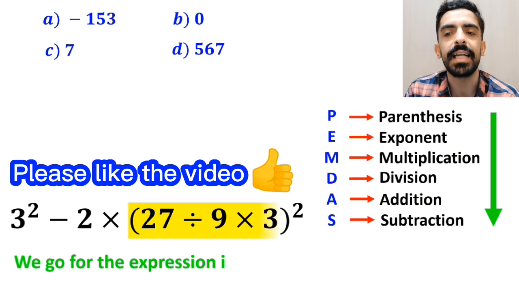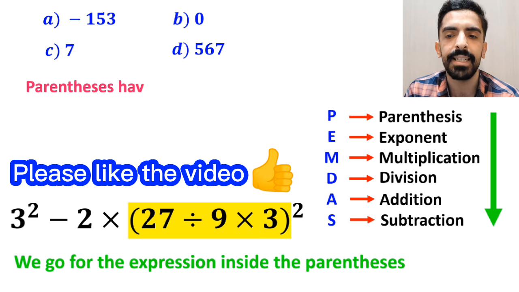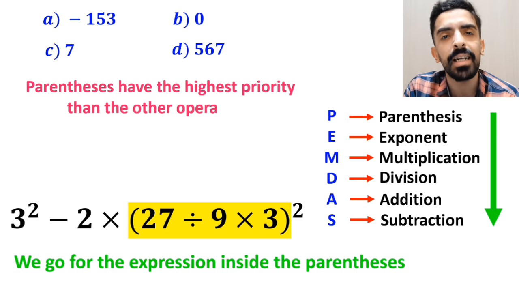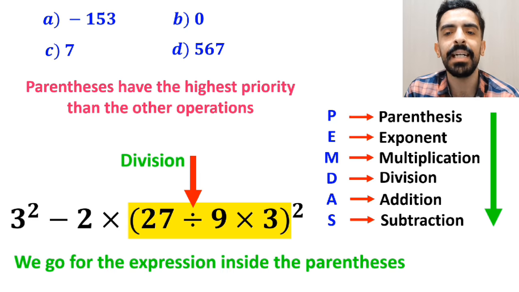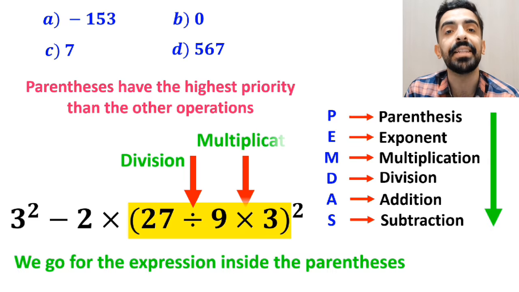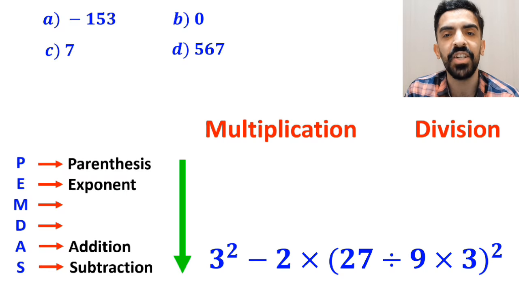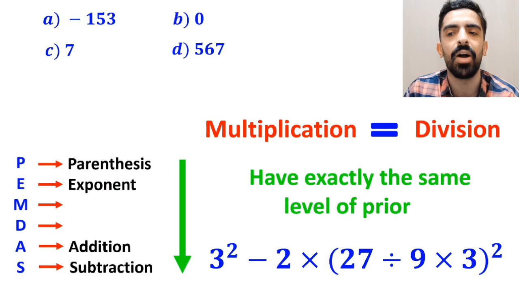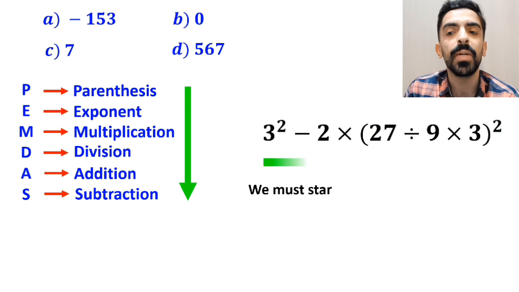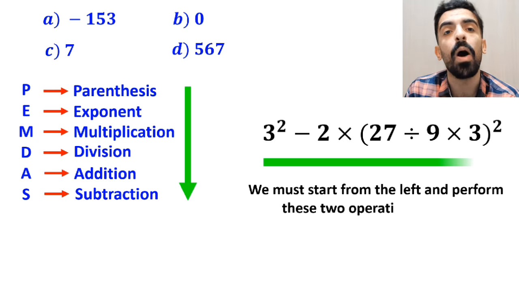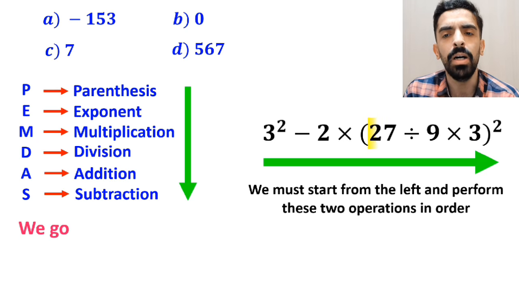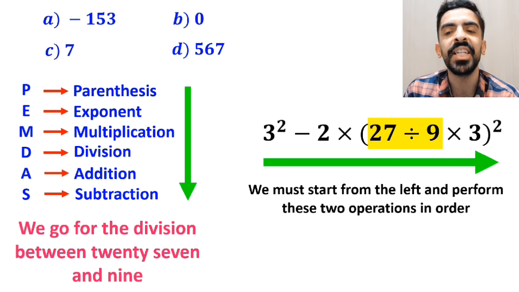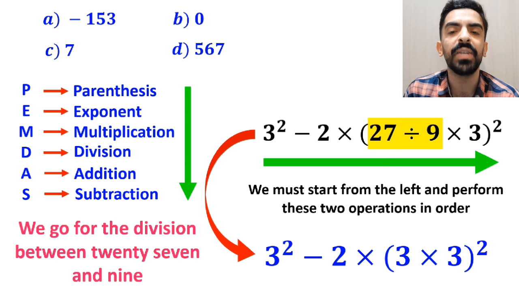So, first we go for the expression inside the parentheses, because parentheses have the highest priority among the other operations. And inside the parentheses, first we have a division sign and then a multiplication sign. It's very important to note that multiplication and division have exactly the same level of priority. In this situation, we must start from the left and perform these two operations in order. So, first we go for the division between 27 and 9, and write this expression as 3 squared minus 2 multiplied by 3 times 3 inside the parentheses, all squared.